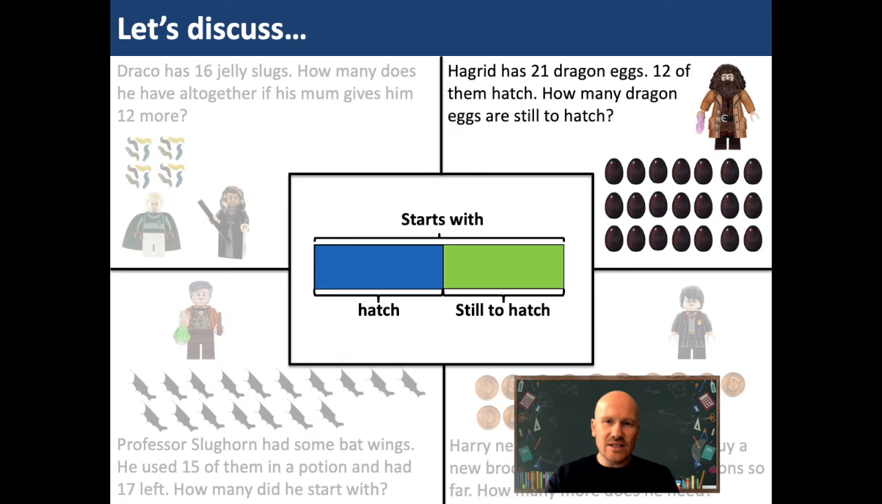And in this case, we knew that he starts with 21 eggs and we know that 12 eggs hatch. So you can see here we've got a part whole problem where we know the whole amount and we know one of the parts, so we're trying to work out the other part. Once you've analysed that, that means that you can apply one of the strategies that you looked at over the last couple of weeks in order to solve that. And by drawing that bar, it's going to help you make that decision.